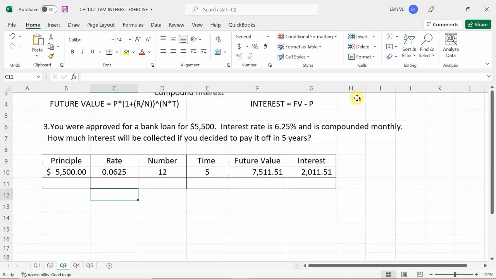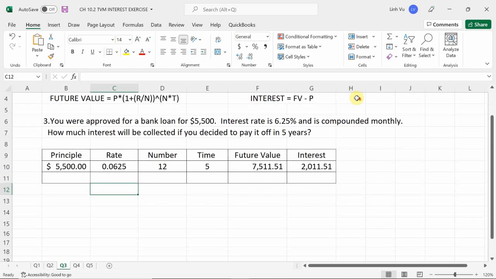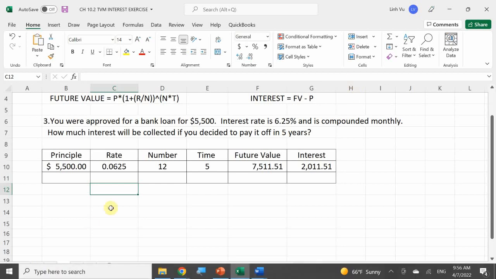But I want to know what the breakdown is. If I'm making my monthly payments, how will it affect my bank loan? Because at the end of the day, I'm still going to end up paying $7,511.51 in total, which means you're going to pay about $2,000 worth of interest. So that's what I need to journalize: that I acquired a bank loan worth $5,500.